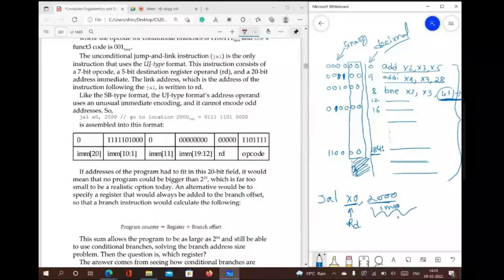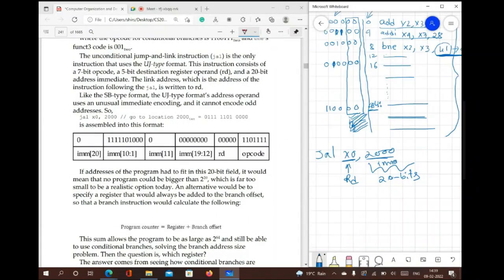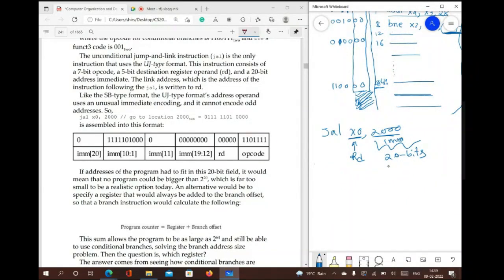For this immediate value in JAL, we have 20 bits, not 12 bits. In conditional branches, we have only 12 bits to represent the immediate field. Here we have 20 bits. Using these 20 bits, how many addresses can we count? If we follow the same concept, that the last bit is not required, then these 20 bits are actually 21 bits, right? Because we can add a 0 at the rightmost position. So with 2 to the power 20 bytes we can represent, the maximum instruction count is 2 to the power 19. So 2 to the power 19 instructions or words you can represent.